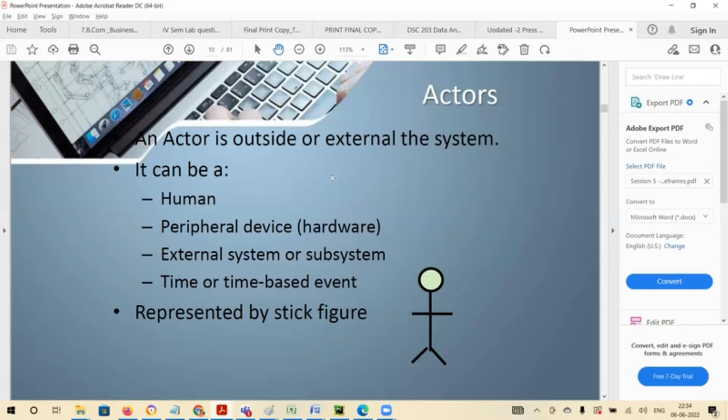Right. So when you swipe your card for access, that's a hardware device which reads and gives you access. Then time-based events: some events would be scheduled for certain things, for example, this event will happen at 12 midnight. So that's a time-based event. It could also be your actors, and actors are represented like this stick figure, a human being with head, hands, and legs.